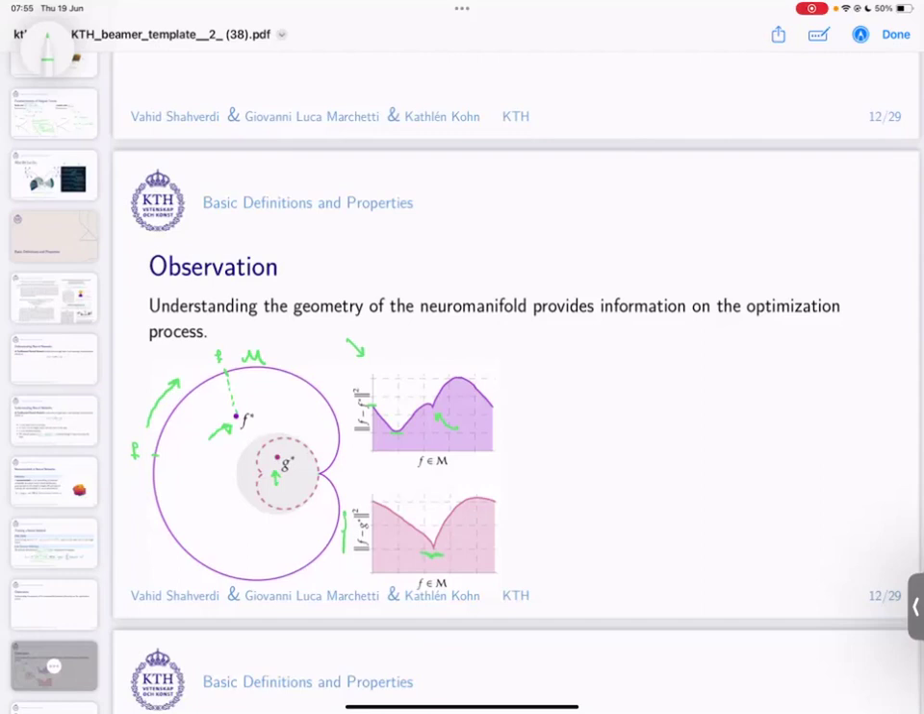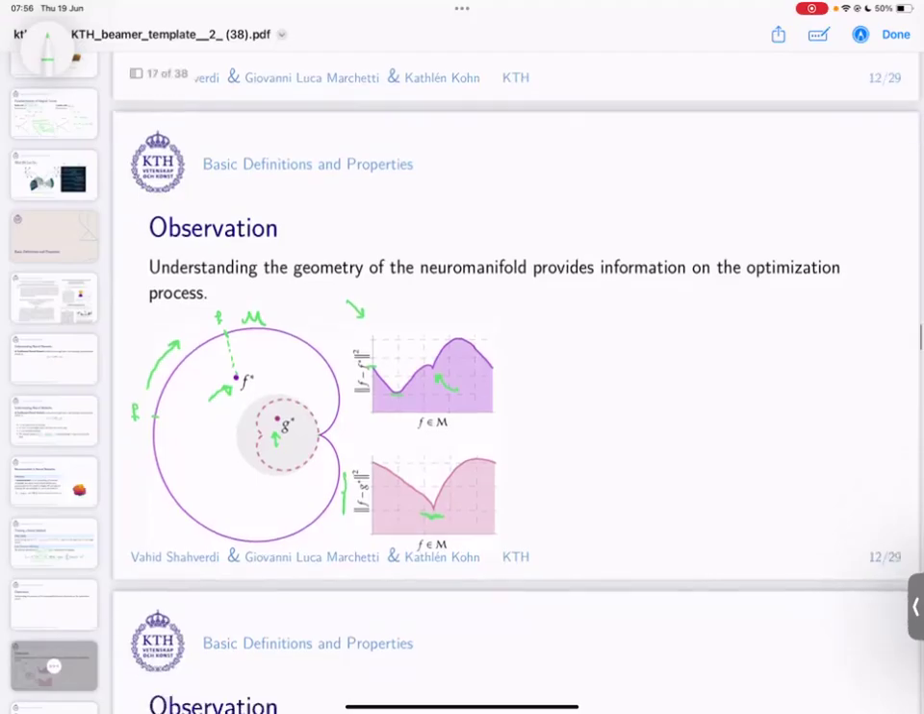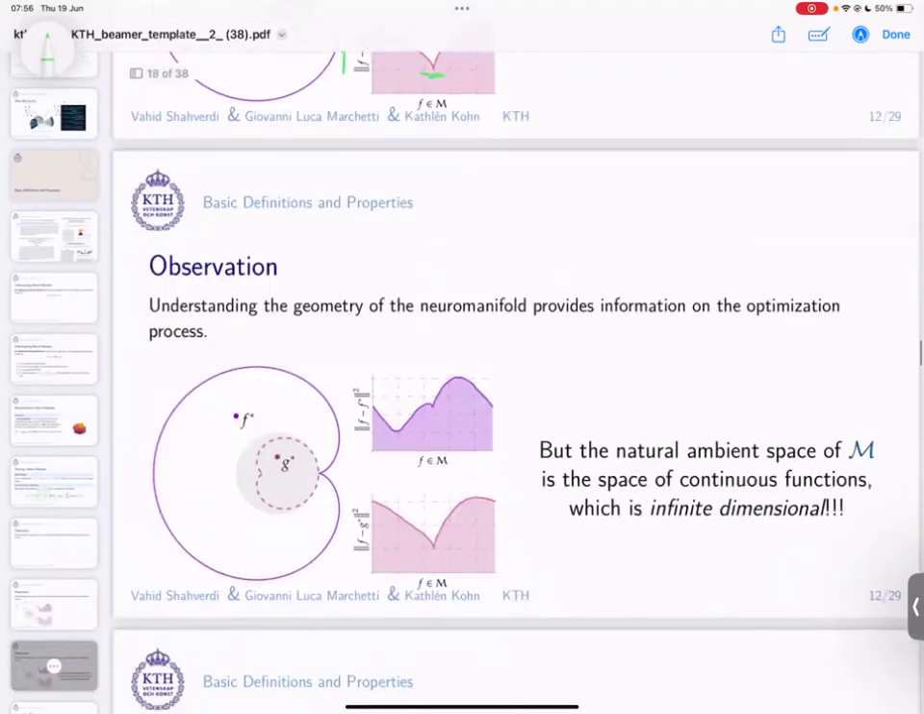You can see its effect on the loss function. But there is a big caveat to this. It's not as easy. That picture is nice, but it's not the true picture that happens in the optimization of a neural network, because the neuromanifold originally sits in an infinite dimensional ambient space. So M is sitting in the space of all continuous functions, basically. So the optimization is not as easy as I showed you.